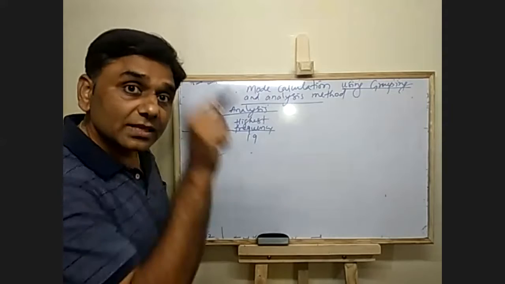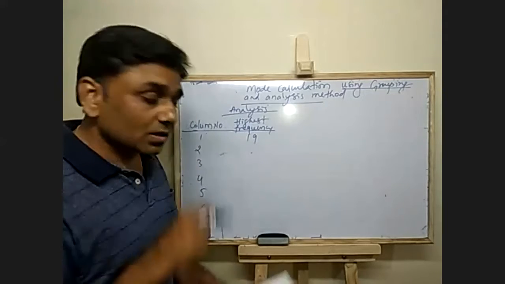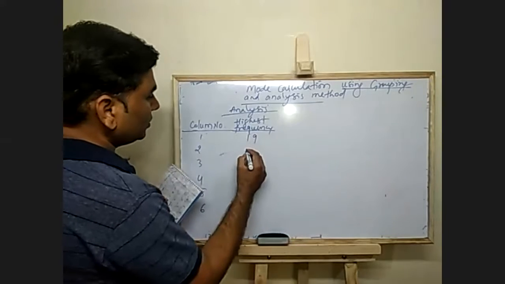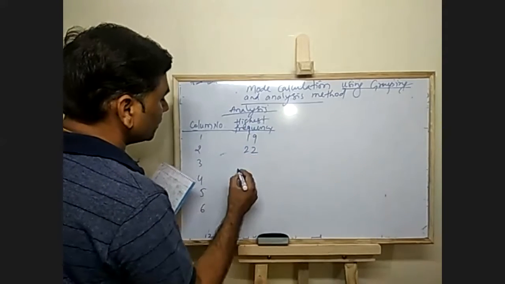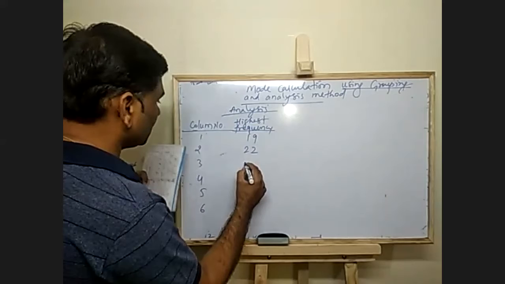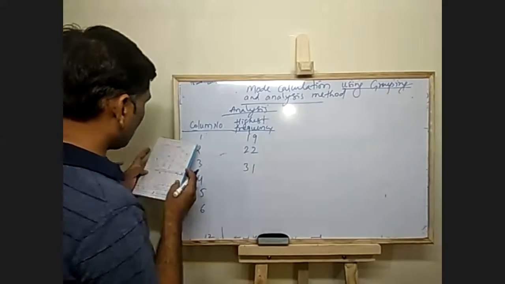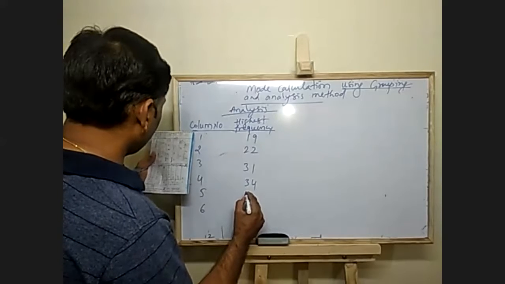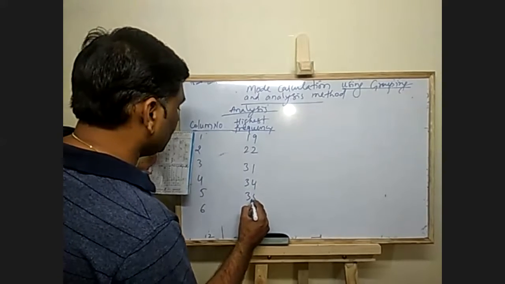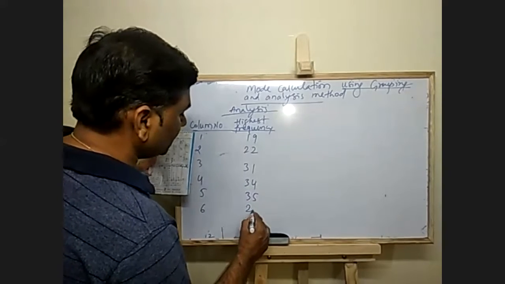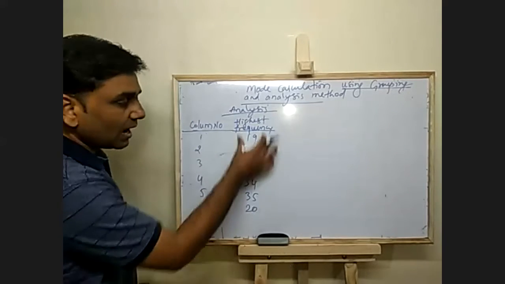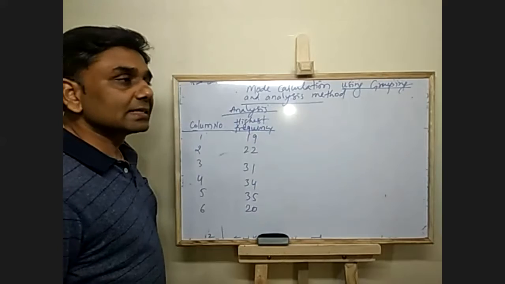Highest, see the rounded numbers. The numbers which are marked as round. In column 2, it is 22. In column 3, it is 31. In column 4, it is 34. In column 5, it is 35. In column 6, it is 20. Okay. So these are highest frequencies.